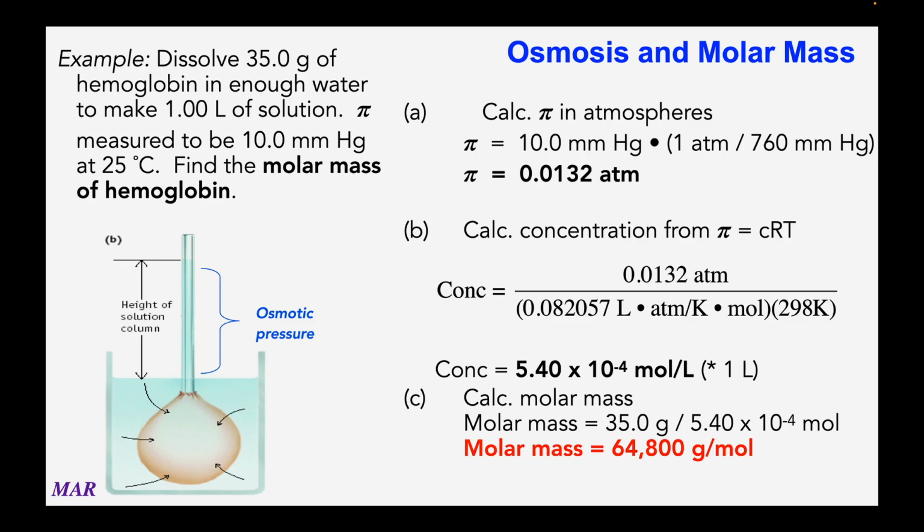64,800 grams per mole. And these biomolecules a lot of times have molar masses that are just incredibly large like this one. Very normal for this type of field. In my field, molar masses usually go up to about 400 grams per mole, but in biochemistry, these numbers are very common. So anyway, osmosis and osmotic pressure is a great way to figure out the molar masses of values like this, which is pretty cool.